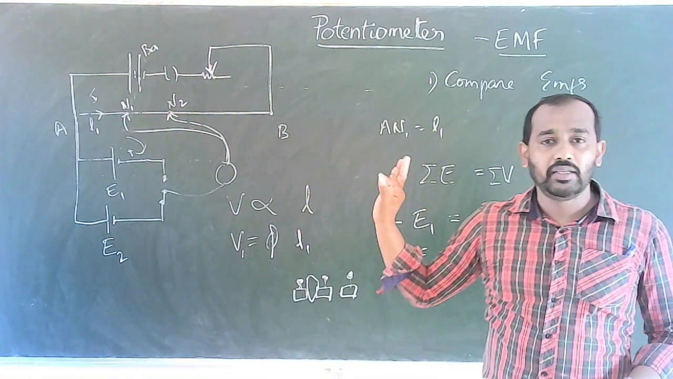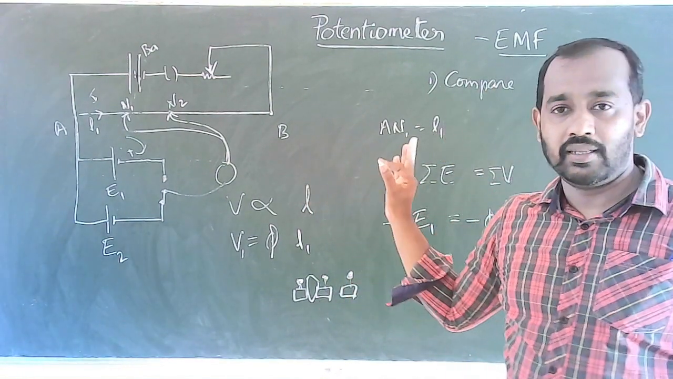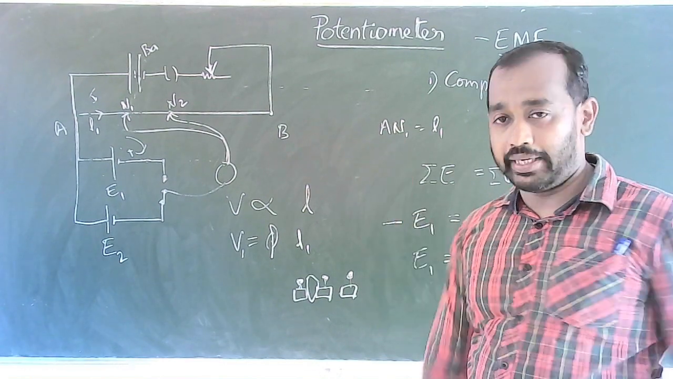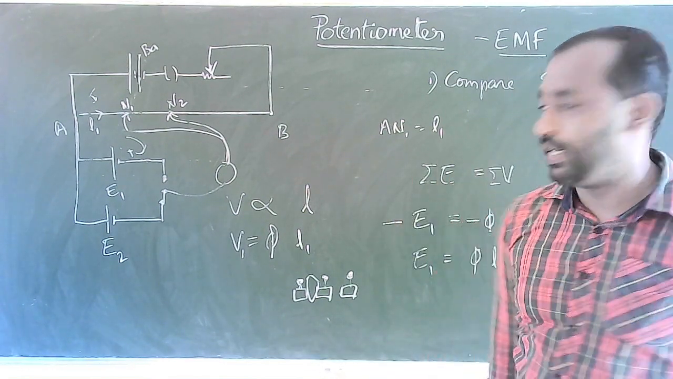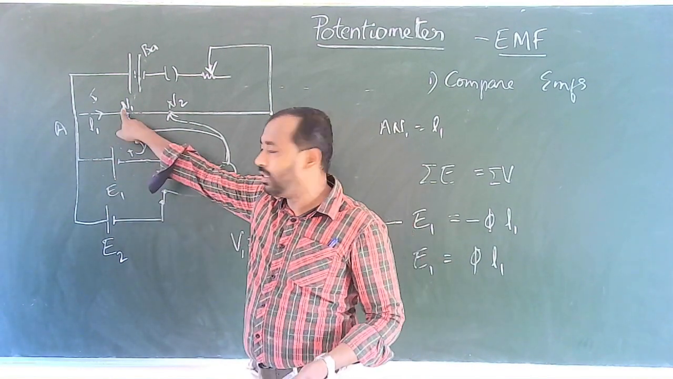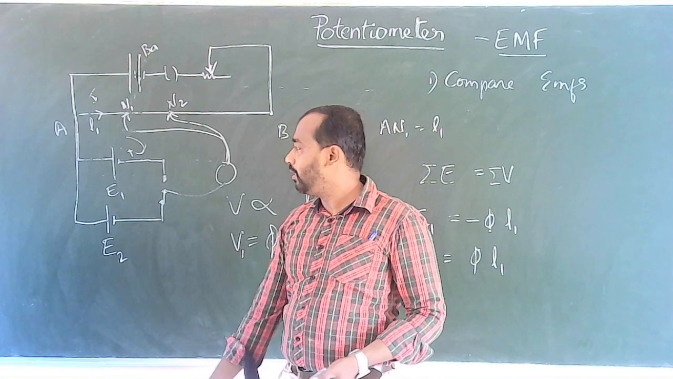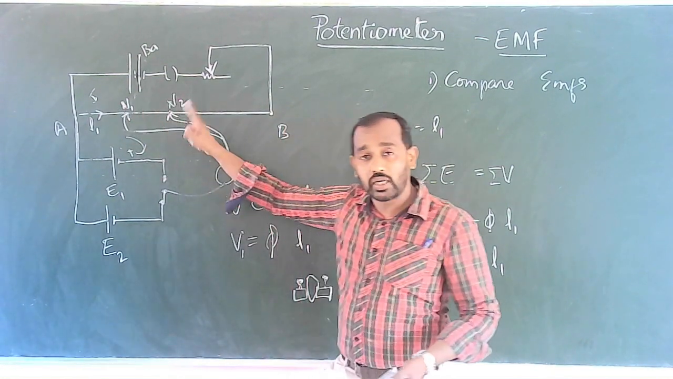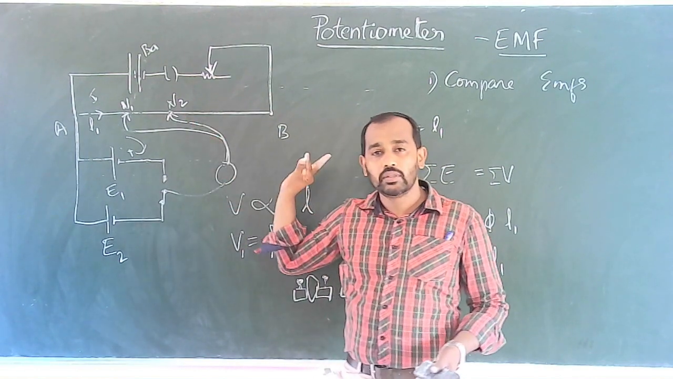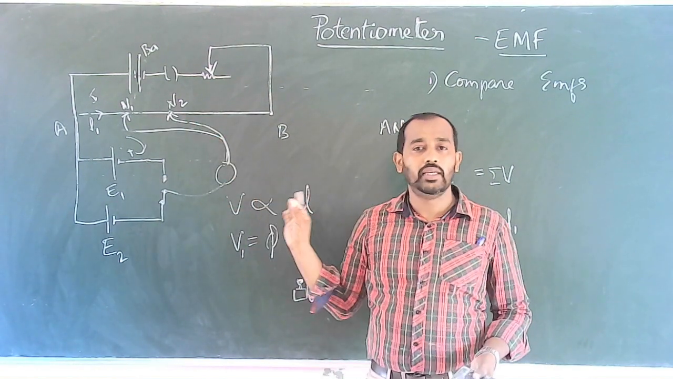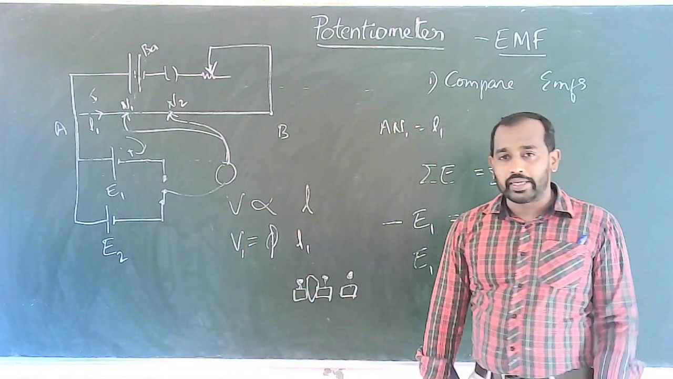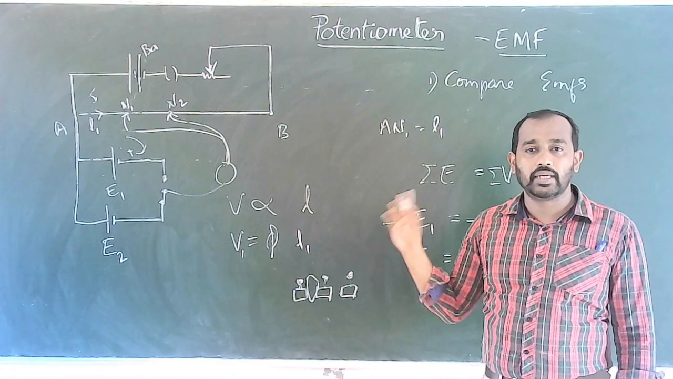From the diagram, do not get confused that we are going to use two sliding contacts. We are going to use only one sliding contact. First, when cell E1 is connected, the null point is obtained here. Then the same jockey finds the null point for the second cell at N2. There are no two sliding contacts. A single sliding contact is there.